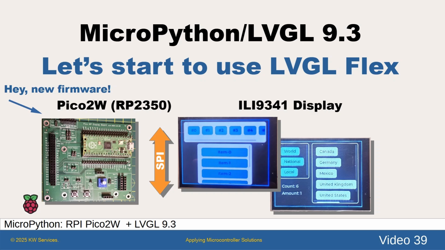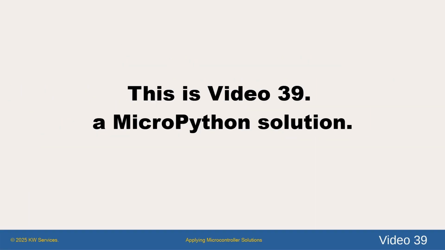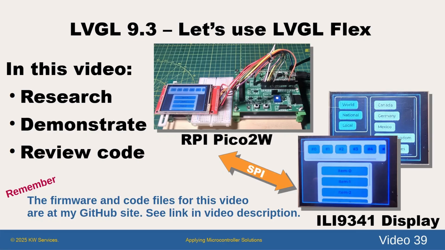This is video 39 on MicroPython and LVGL 9.3 on a Raspberry Pi Pico. LVGL has two layout features, Flex and Grid. In this video, we start to use LVGL Flex.